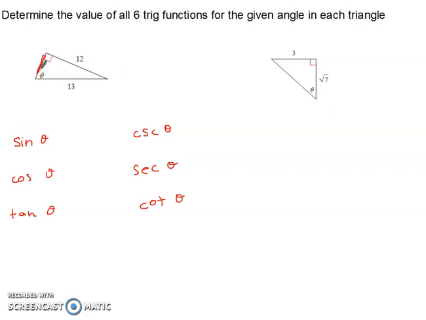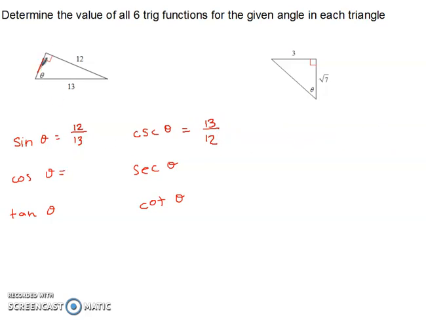So here's my adjacent leg. That's the leg that's touching my theta and the 90 degrees. So the opposite side is the side that's not touching my theta, but is still attached to my 90 degrees. So sine is the opposite over my hypotenuse, which is 13. Cosecant would be the reciprocal of that, hypotenuse over opposite, or 13 over 12.